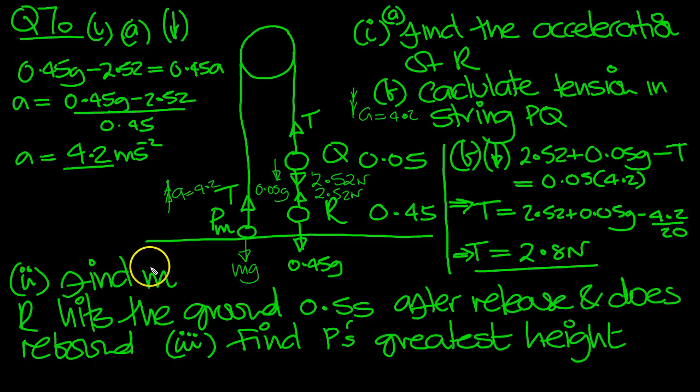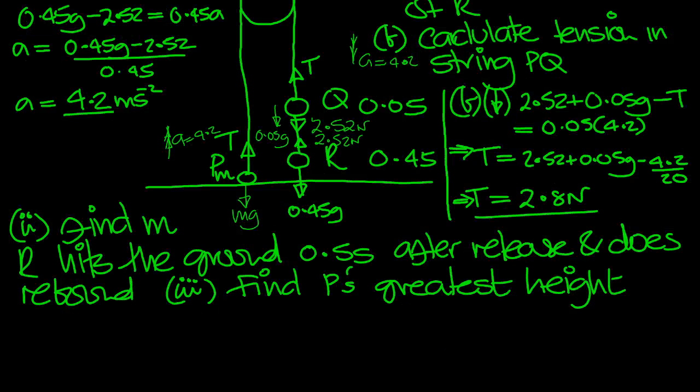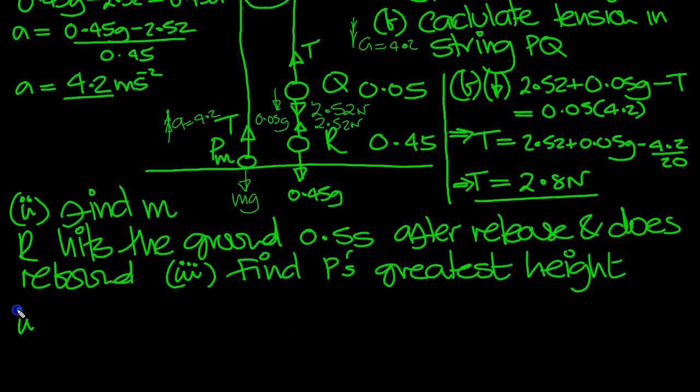So find M now, part 2. Let's have a look at here. Let's apply F equals ma here in the upwards direction. So T, which we know is 2.8, minus the mg is equal to the mass, m, times the acceleration, which is 4.2.